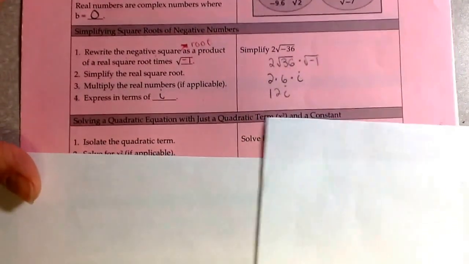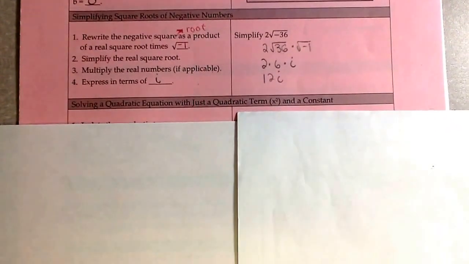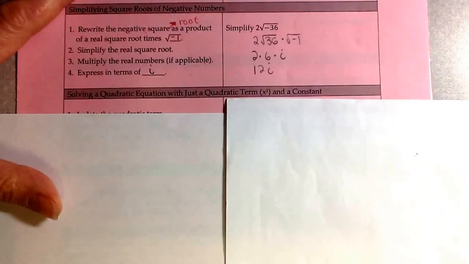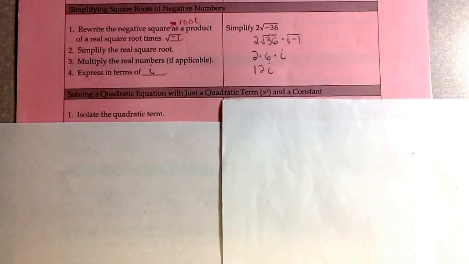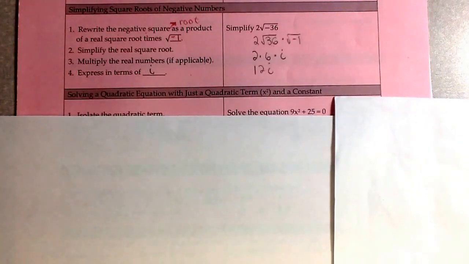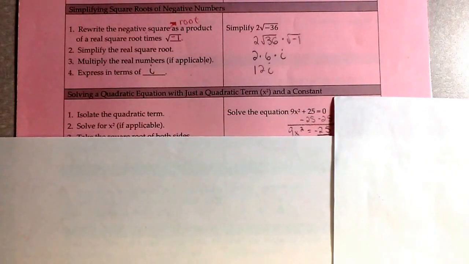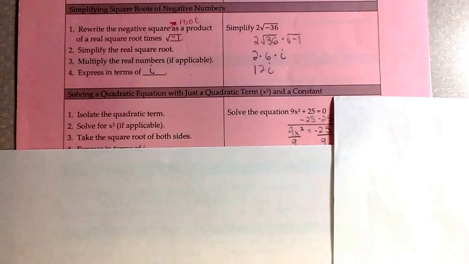All right, now we're going to solve a quadratic equation with just a quadratic term, so just an x squared term. That is easier than when it has an x squared term and an x to the first power term, or a linear term. So we're going to first isolate the quadratic term. This is our original problem, and we want to isolate the x squared term, so we're going to subtract 25 from both sides, and then it says to solve for x squared if applicable. Well, we need to solve for x squared because we have a 9 out in front that we're multiplying it by. So if we divide both sides by 9, then we're going to take the square root of both sides.